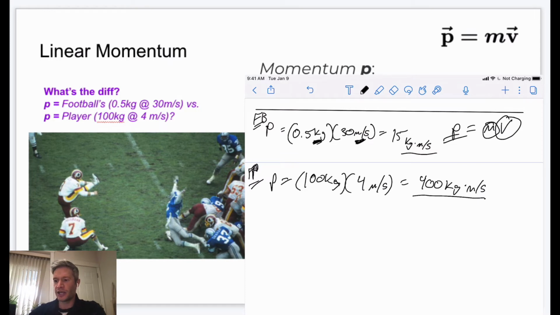kilogram meters per second. Okay, so really, the mass of the player is quite a number of orders of magnitude larger than that of the football, even though there's a 10-times larger magnitude in the velocity the football is traveling relative to the player. We can see that obviously in this particular instance, the mass of the player far exceeds the mass of the football. Therefore, it has more momentum. Okay, so it has more quantity of motion, you could say.